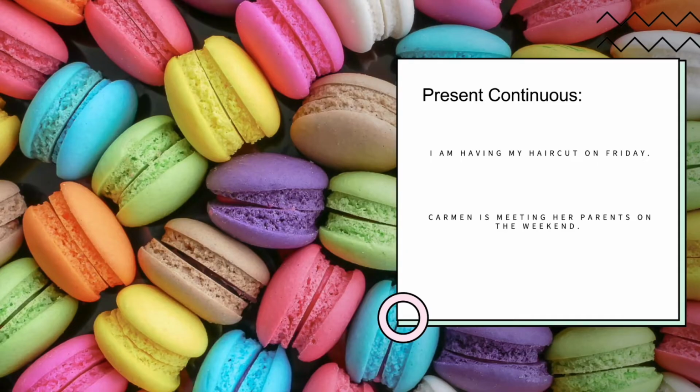We also use present continuous tense when we are planning to do something in the future, and when it involves another person or another business. Let me show you one example. I am having my haircut on Friday. Carmen is meeting her parents on the weekend. They are plans, but they depend on someone else.